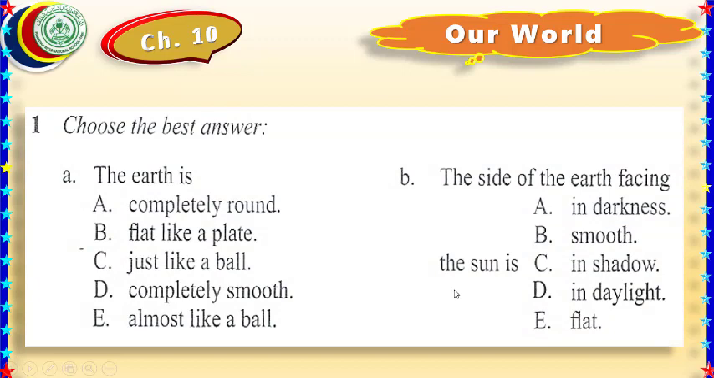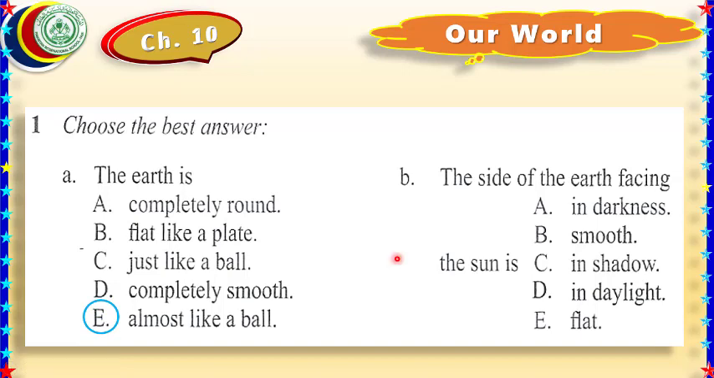Dear students, we have read the lesson. Now we shall do exercises. This is the first exercise. We are set to choose the best answer. Let us look at the first part. Here it is written, the earth is. We have to find out: the earth is completely round? No. Flat like a plate? No. Just like a ball? No. Completely smooth? No. Almost like a ball? Yes, this is the correct option.